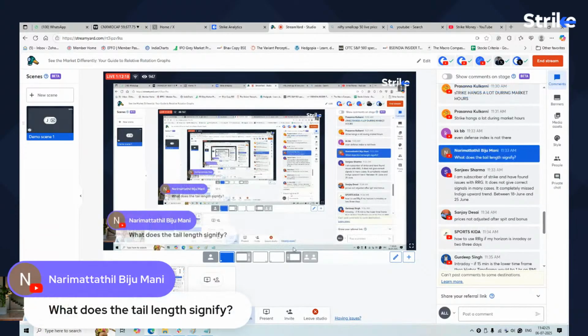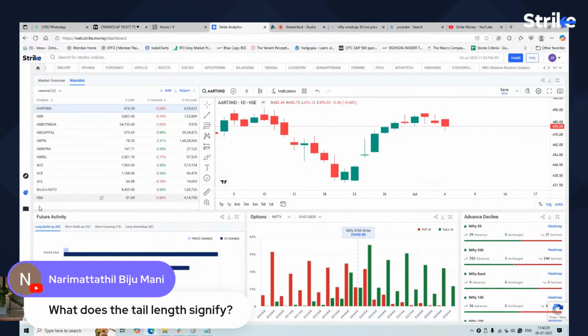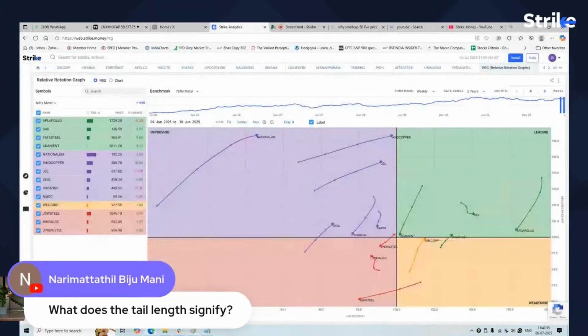What does the tail length signify? The tail basically tells you how strong the move is. If there is a lot of gap between the tails, it tells you that the move is very strong. For example, in Nalco, the RS ratio was 89 and now it is 91. That is a significant jump, and that's why you're seeing a big gap between the two dots and the tail is big.